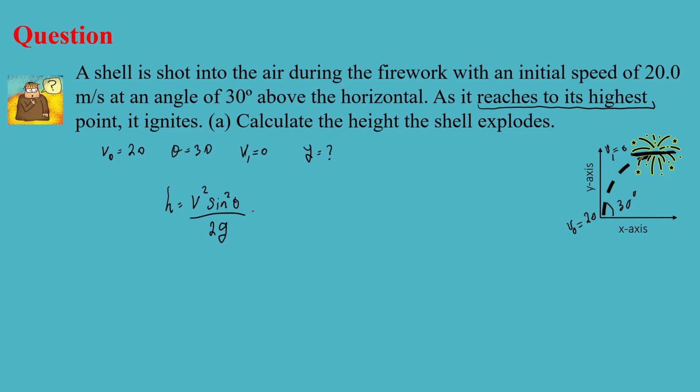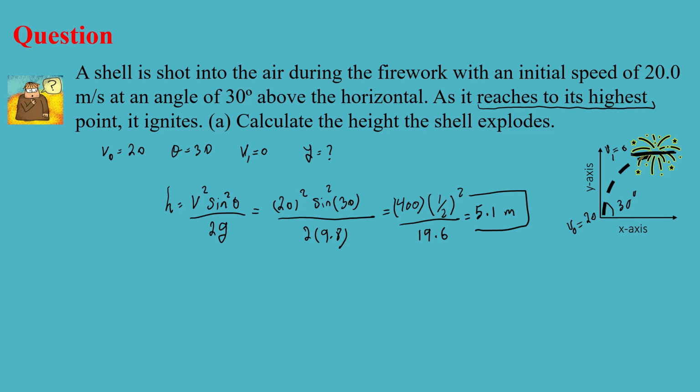Now let's substitute the values. I have v equal to 20, squared. Sine, my theta is 30, squared. 2 times g, with g equal to 9.8. And then it's going to be 400 times half squared, over 19.6, equal to 5.1 meters. Now let's look at the second part.